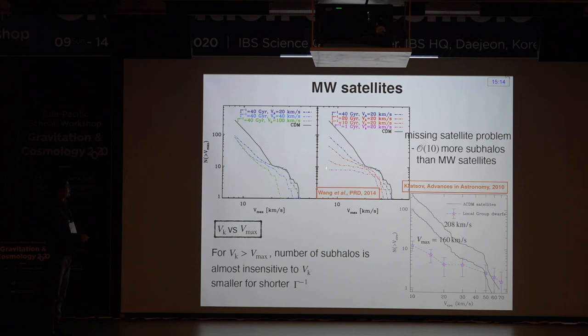But for fixed kick velocity, if you change the lifetime, this matters for the prediction, because this changes the fraction of dark matter which experiences decay, or you can say the probability of the decay. So if you take, say, a 1 giga-year lifetime, almost all dark matter experiences decay until the present, so you have a drastic effect. But if you increase the lifetime, your effect gets milder and milder. So anyway, if you take, say, a 20 giga-year lifetime and a 20 kilometer per second kick velocity, then more or less you can explain the observed dwarf galaxy number count.